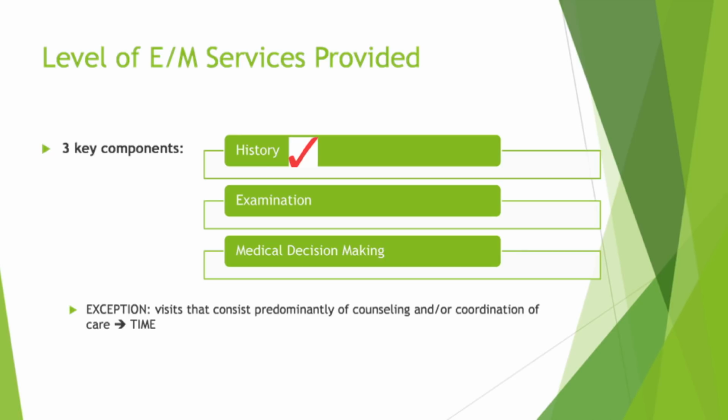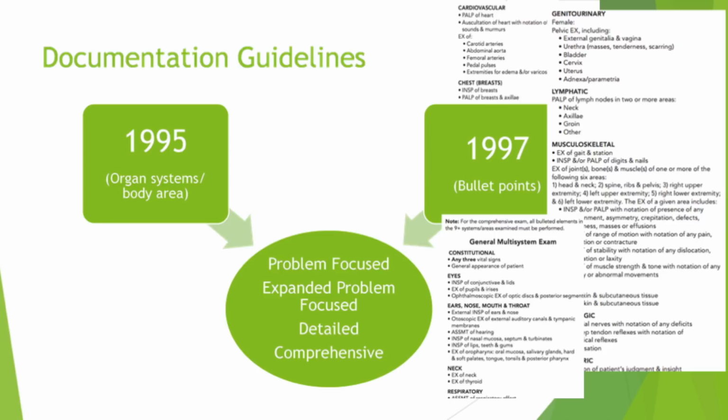Then comes the examination. An examination may involve several organ systems or a single organ system. The type and extent of the examination performed is based on clinical judgment, the patient's history, and the nature of the presenting problems. Believe it or not, the last time the physical exam documentation guidelines were updated was in 1997. So there are 2 guidelines out there, both of which can be used, but you cannot combine the 2. Pick one or the other when it comes to the physical exam.